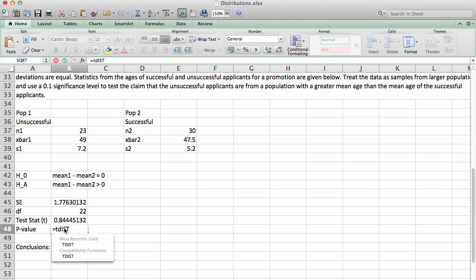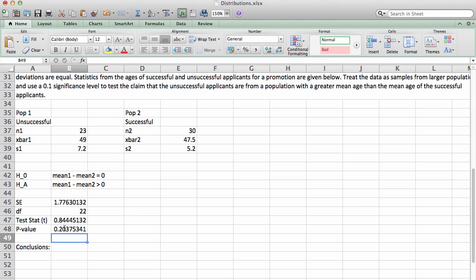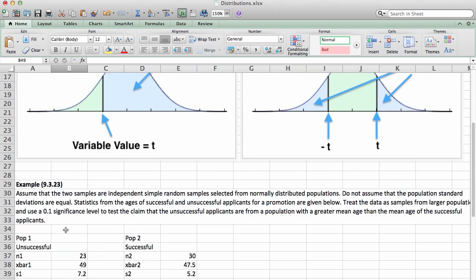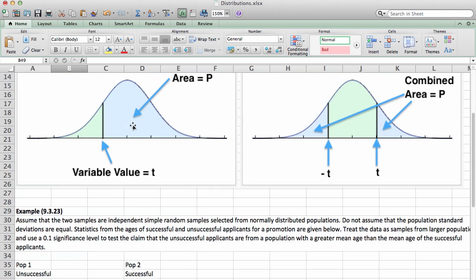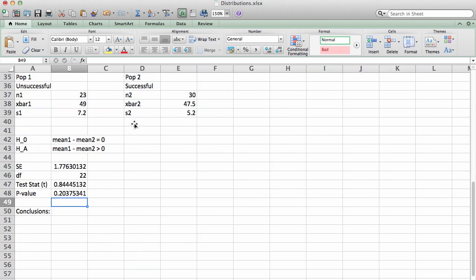So all I'm going to do is take TDist, I'm going to feed it the t-value I just found, the degrees of freedom that we just computed, which was 22, and it's a one-tail, so I only want to put 1 for the number of tails. What this will return for me is the area to the right of my t statistic under the student t distribution of 22 degrees of freedom. So it looks like I got a p-value of 0.2.